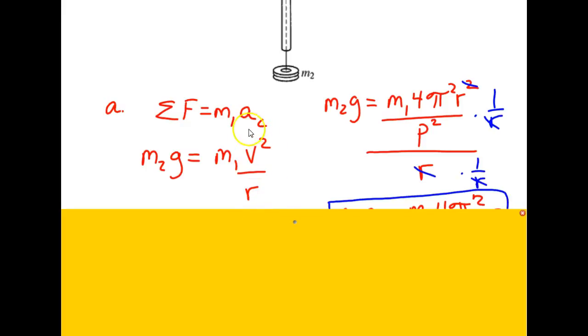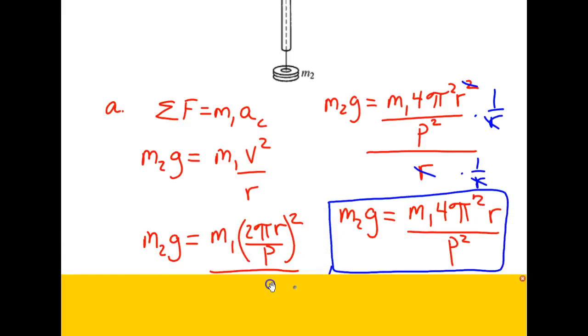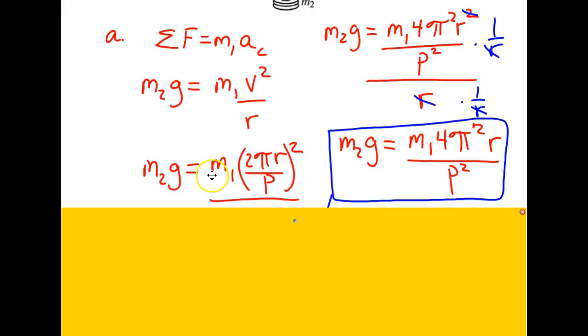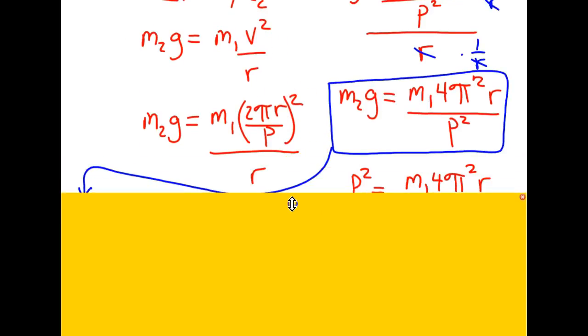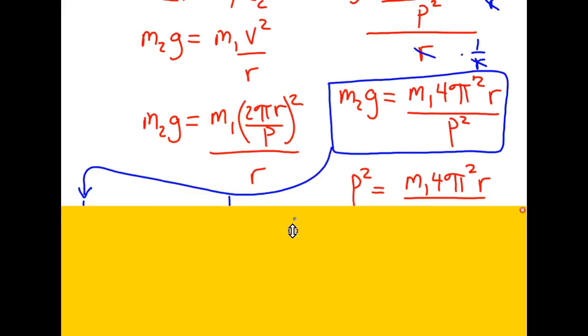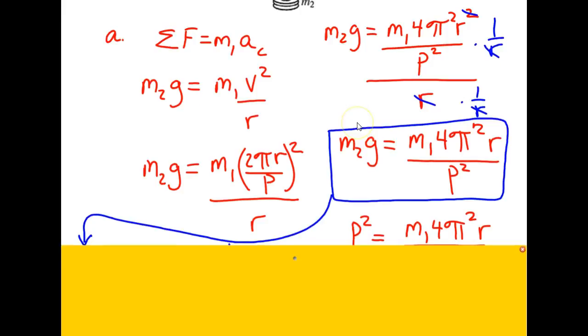Obviously, the period is related to the velocity. So m2g equals m1, 2 pi r is the distance, the circumference traveled in one complete revolution, divided by the time it takes to do that, which is the period. They've replaced the traditional symbol for period of capital T with capital P. We have to remember to square that, divided by r. Now, we're going to shift back over here to the right.